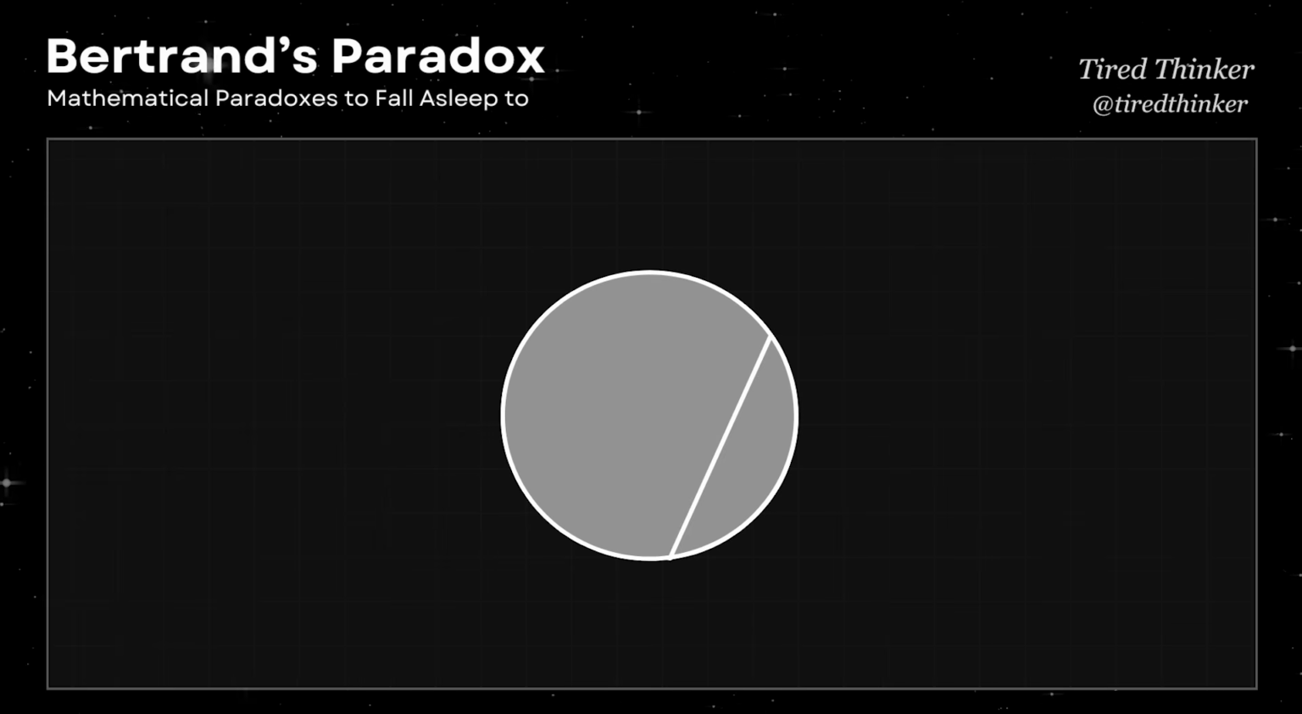One method of selecting a random chord is to pick two random points on the circle's edge and draw a line between them. This seems natural since any 2 points determine a chord. If you do this many times and measure the fraction of chords longer than the triangle's side, the probability is about 1/3.